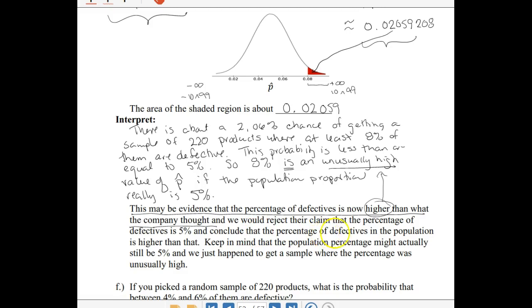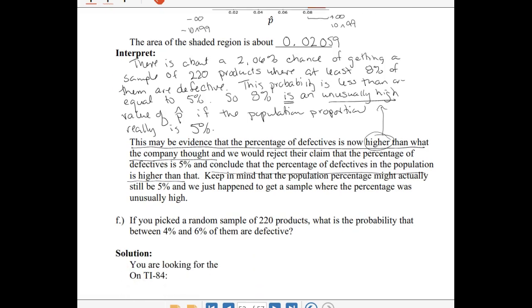And so we would reject their claim that the percentage of defectives is only 5%, and we would conclude that the percentage of defectives in the population is higher. Keep in mind that the population percentage might actually still be 5%, and we just happen to get a sample way out in the right tail where the percentage was unusually high. It could happen. It's just not very likely because the probability is so small.